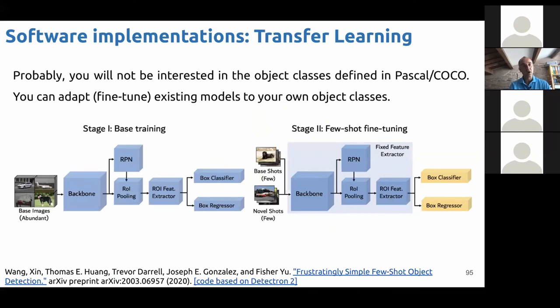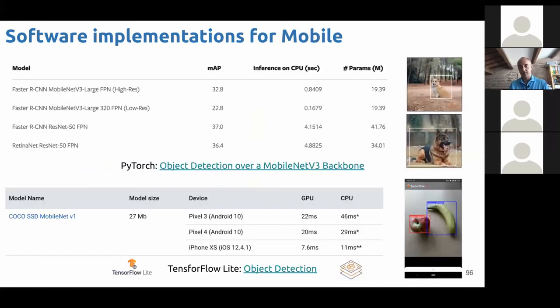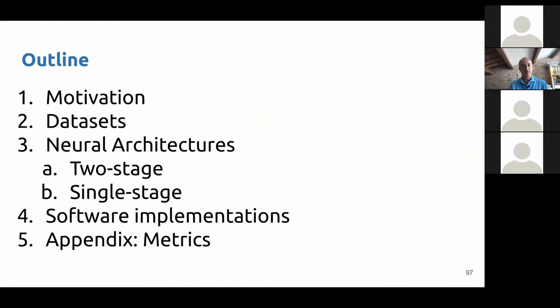And also now, Carlos talked about how to do transfer learning. It means that maybe you train with one of these datasets like Pascal or COCO, but you're interested in another type of data from your application, how you can transfer that. And that's something called fine tuning. Okay, more implementations on mobile. And I think that will be it.